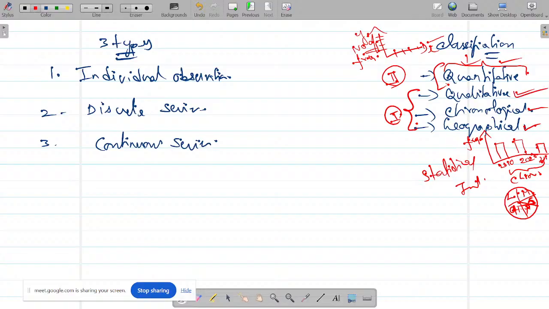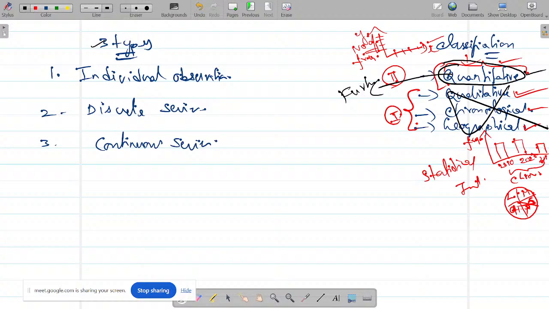All these are qualitative classification. Please try to recall all the concepts. But when we are discussing quantitative in nature, then only we can go for further analysis. So the topic we are going to discuss today, measures of averages and dispersion, is meant for quantitative only. It is not applicable for qualitative, chronological, or geographical. It's applicable only for quantitative classification.